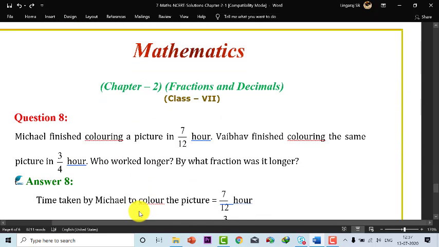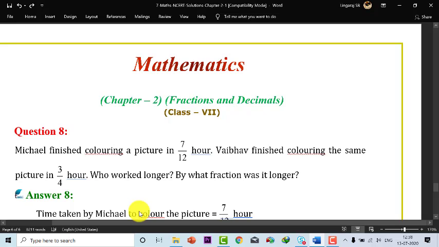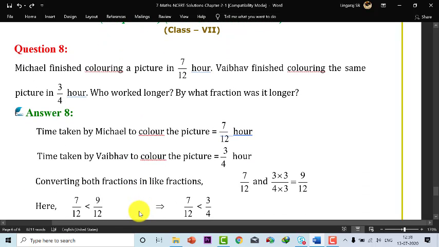Next we can move to question number 8. Michael finished coloring a picture in 7/12 hours. Vaibhav finished coloring the same picture in 3/4 hours. Who worked longer? By what fraction was it longer? So solution: time taken by Michael to color the picture is equal to 7/12 hours. Time taken by Vaibhav to color the picture is equal to 3/4 hours.